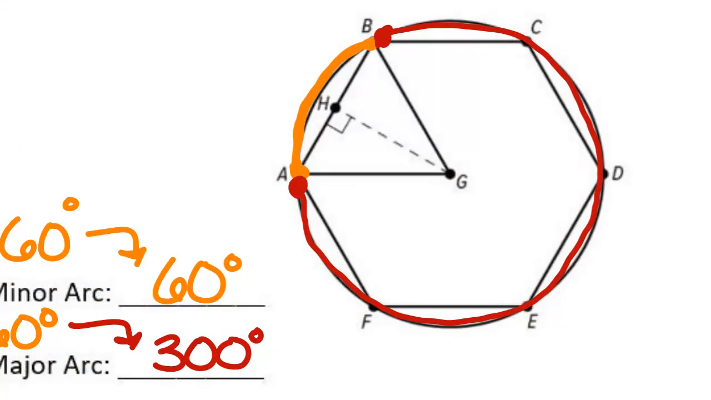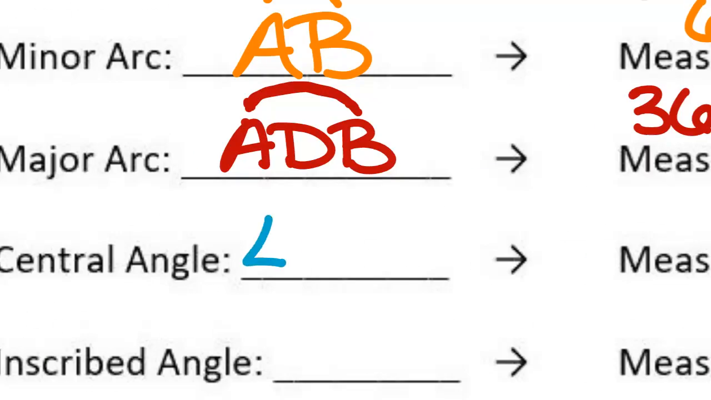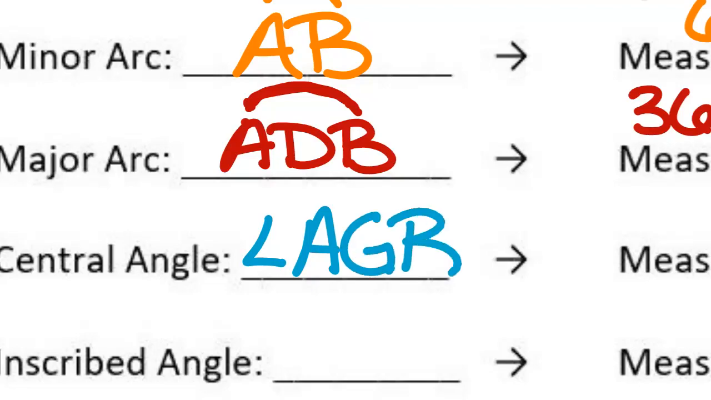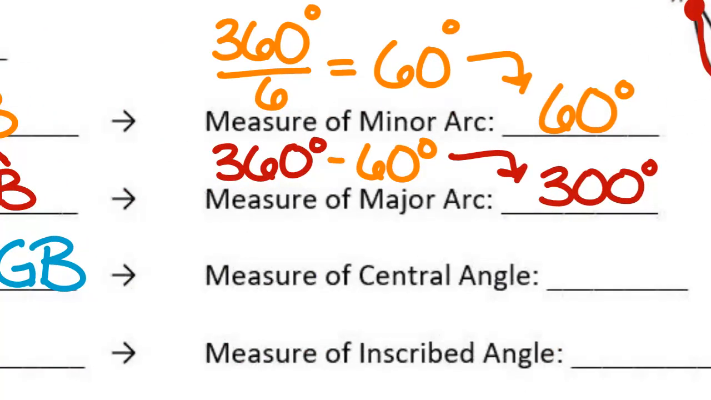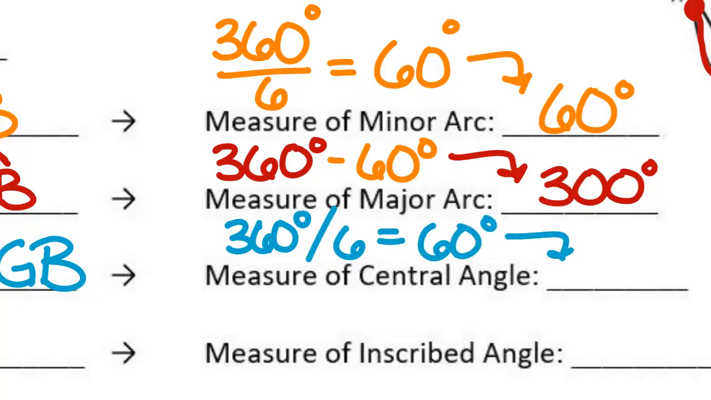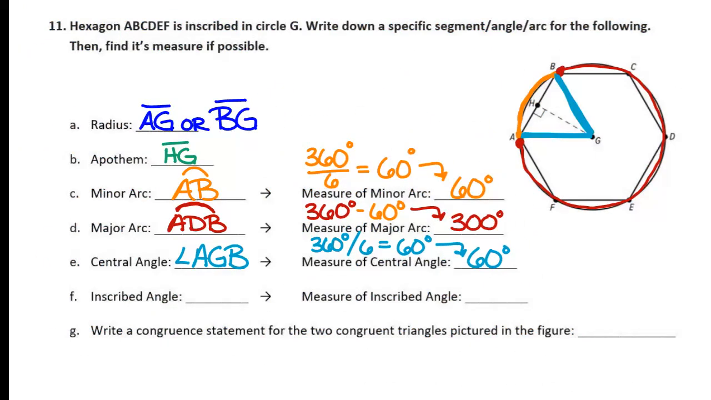The central angle, there's only one central angle that they have pictured here for us. It's this one. You could name that AGB or BGA. So angle AGB. The central angle has the same measurement as the minor arc. You would do 360 degrees divided by the number of sides in our figure, which is 6 sides. So I get 60 degrees for my central angle. Your central angle and your minor arc should be the same size.